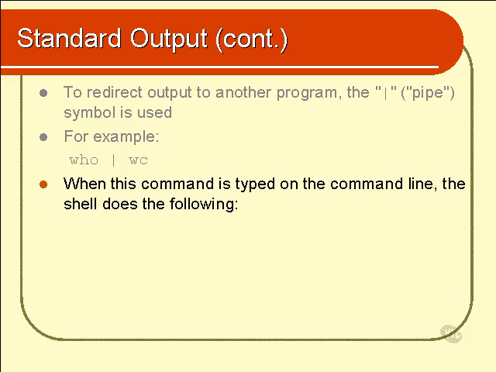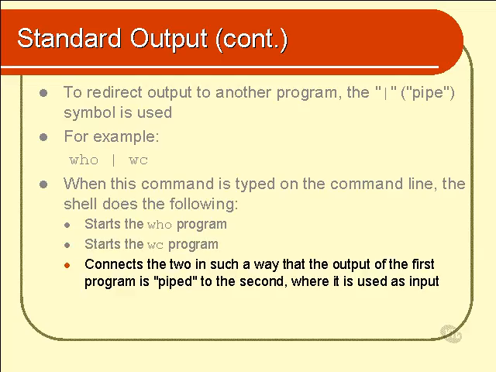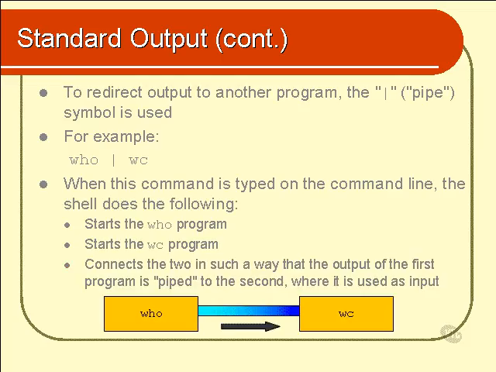It does the following. First, it starts the WHO program. Secondly, it starts the WC program. And they're both going simultaneously. This all happens within a couple of milliseconds. Then, while both programs are running, it connects the two in such a way that the output of the first program is piped to the second, where it is used as input. If you wanted to draw a diagram of that, it might look like this. You've got one running program, you've got a second running program, and the output travels over to the second program where it's used as input.